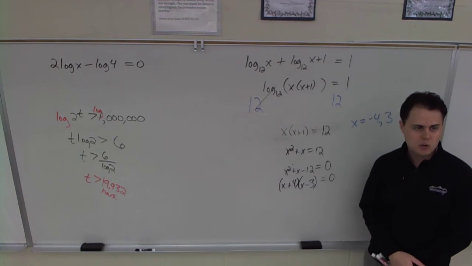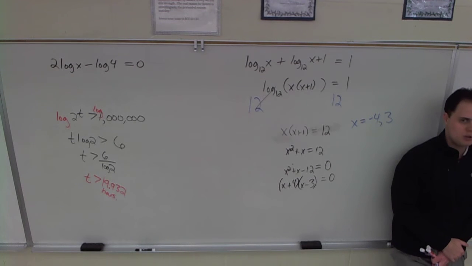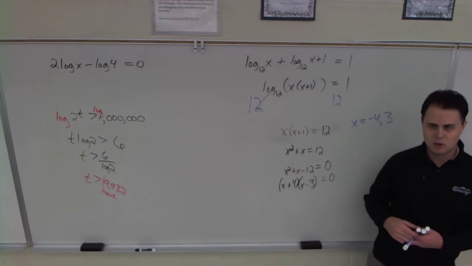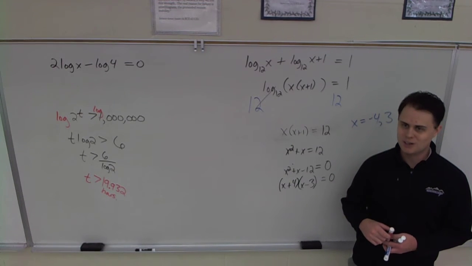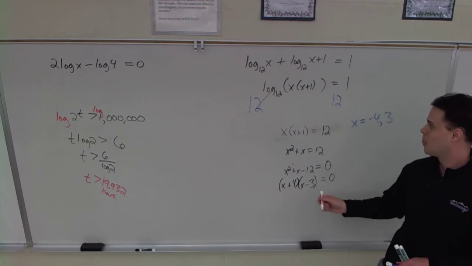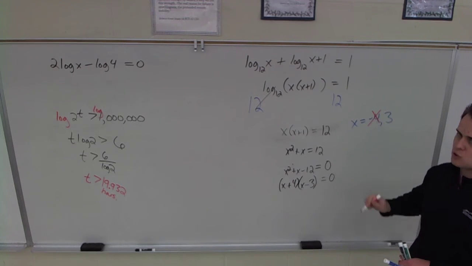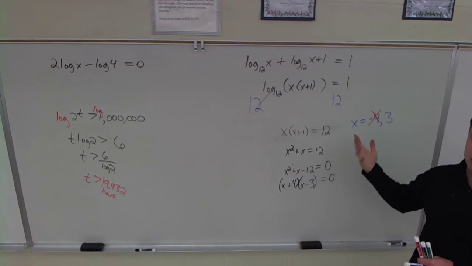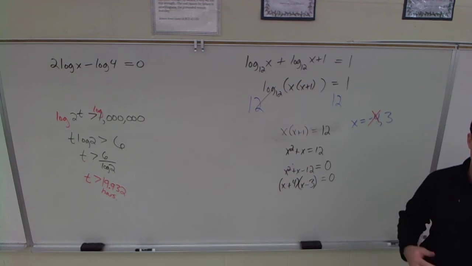You can get two answers to a logarithmic problem. Totally can happen. Are both of these legit? Only the 3 works on this one. Why? This is an extraneous answer again. It's not really an answer. It comes up because of the solution process that we're trying to use to get it. It just pops up, but it's not really going to work.